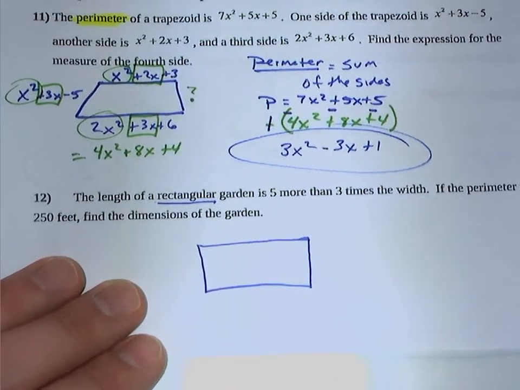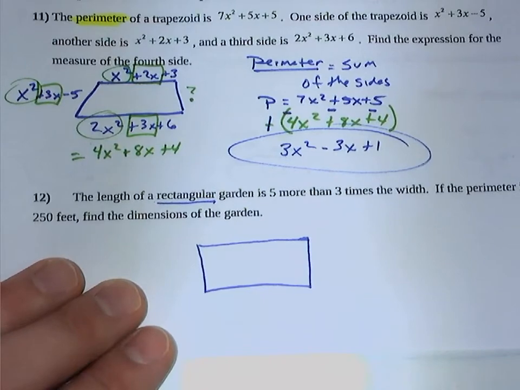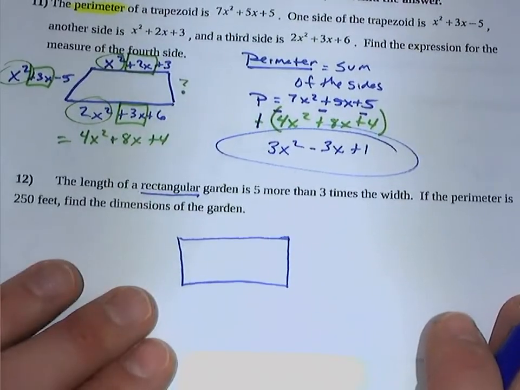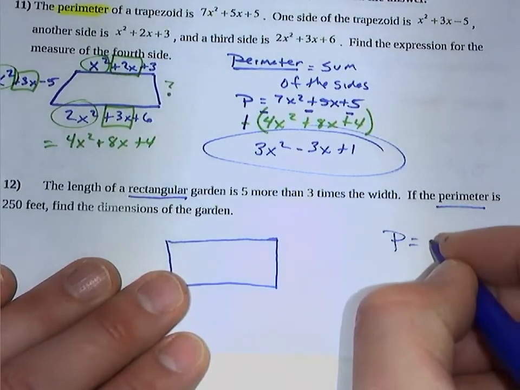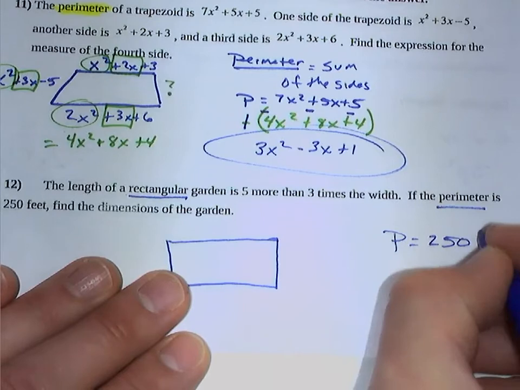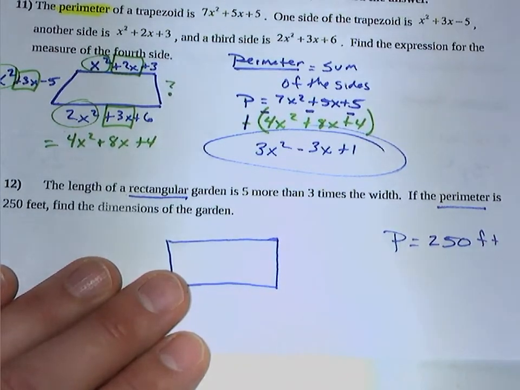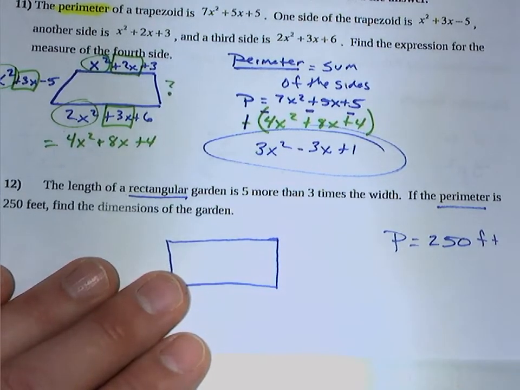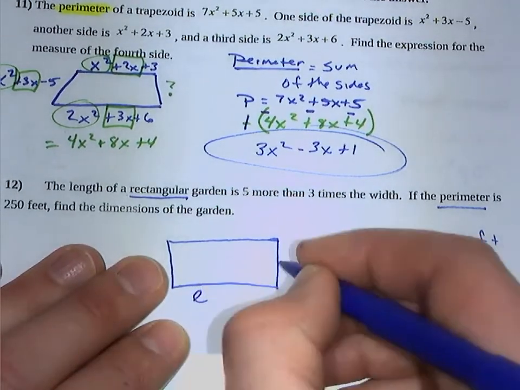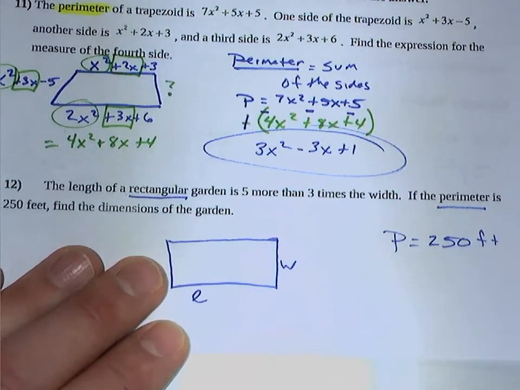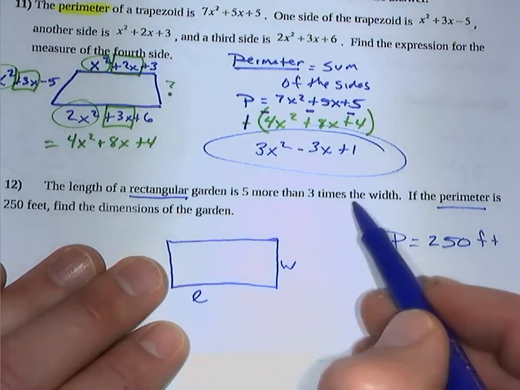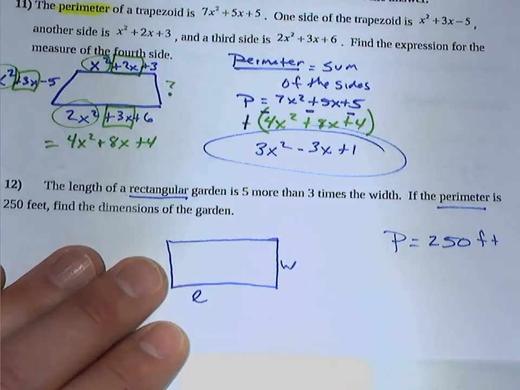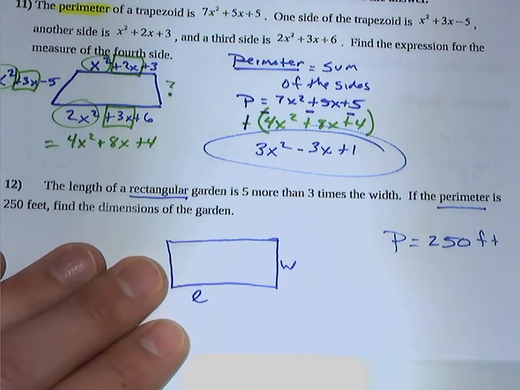The length of a rectangle garden is 5 more than 3 times the width. It says the perimeter is 250 feet. So again, my perimeter, the distance around all the objects, is 250. Find the dimensions of the garden. Now you guys have length and width. This guy's the length, and we'll call this guy the width. The length is 5 more than 3 times the width.